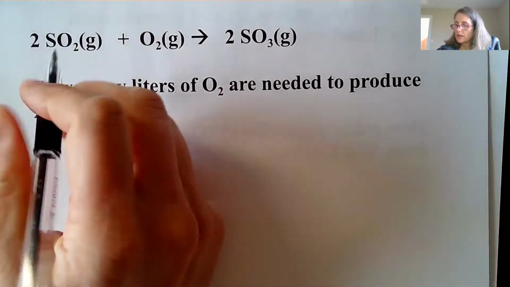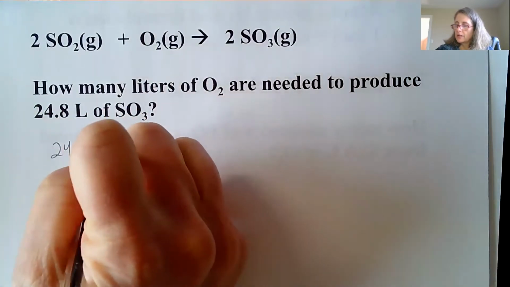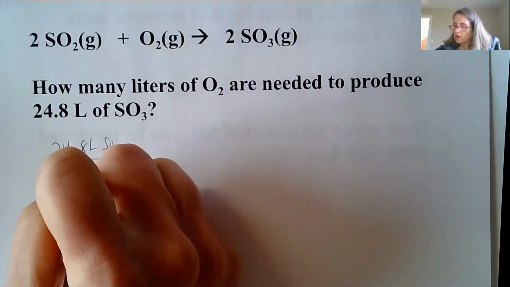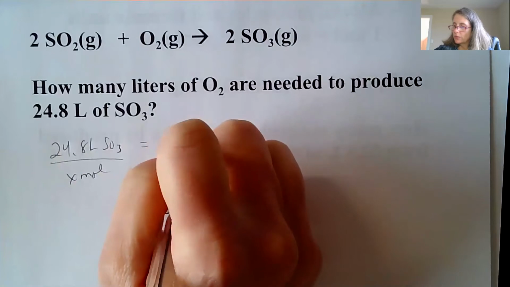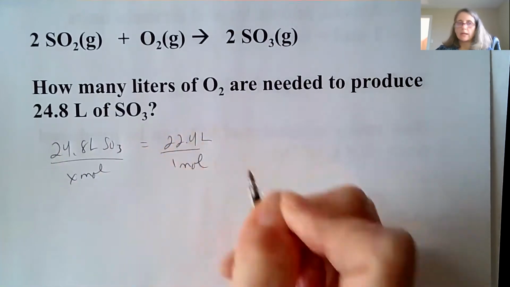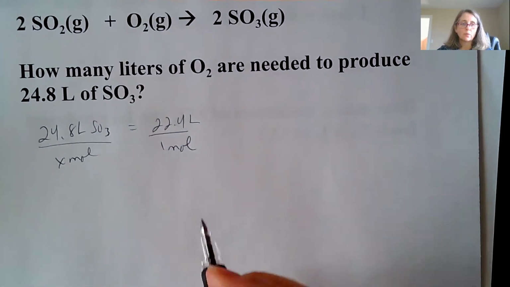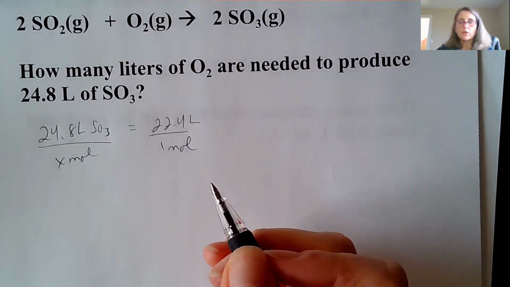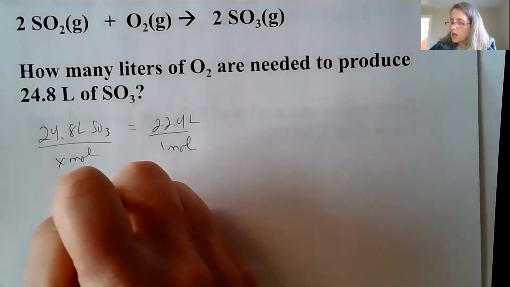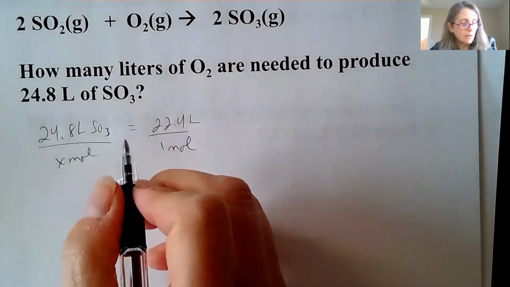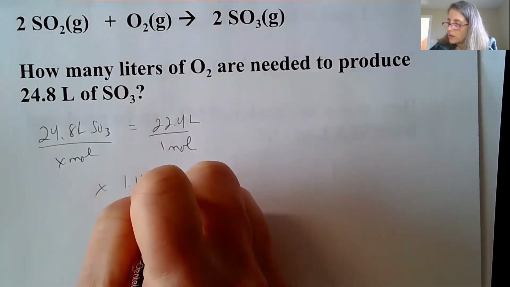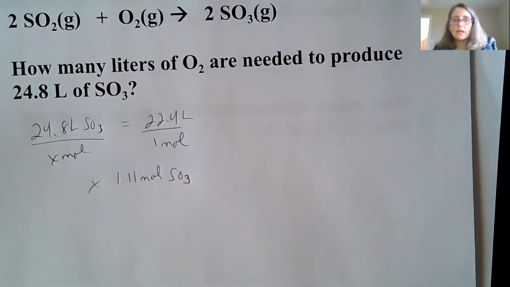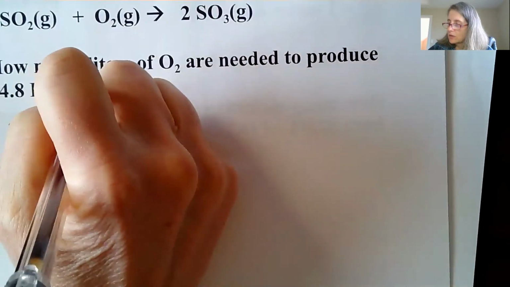So I'm going to take my given and I'm going to say, okay, well, how many moles is this? So I know that for every 22.4 liters, I have 1 mole at STP. So I could set up my proportion. So again, with all of these problems, the first thing you're going to do is go to moles. So cross multiply and I find that X is equal to 1.11 moles of SO3. This is liters going to moles.